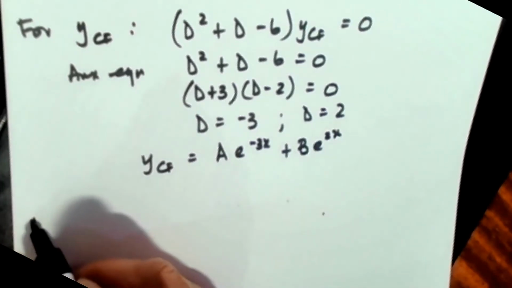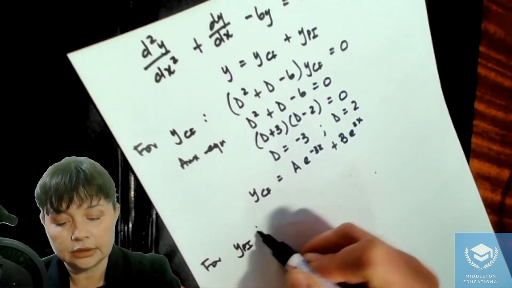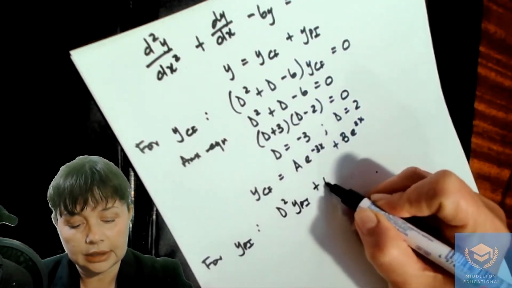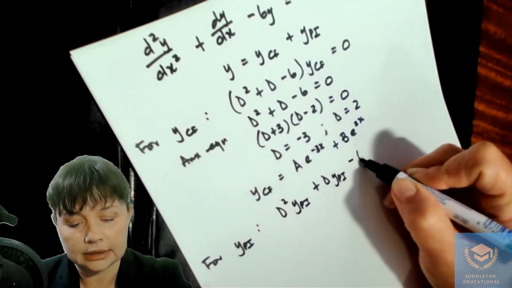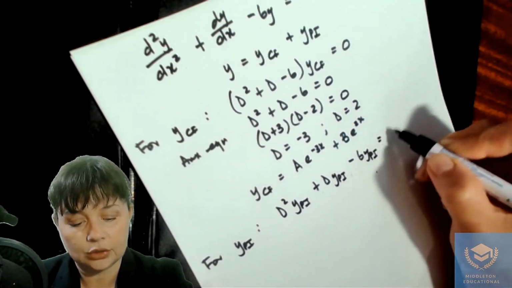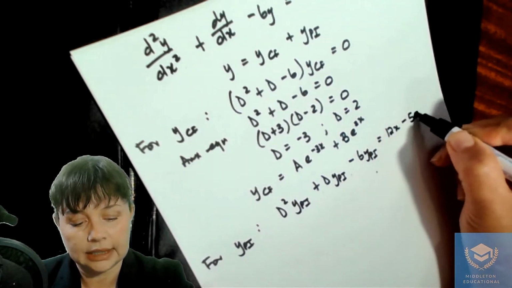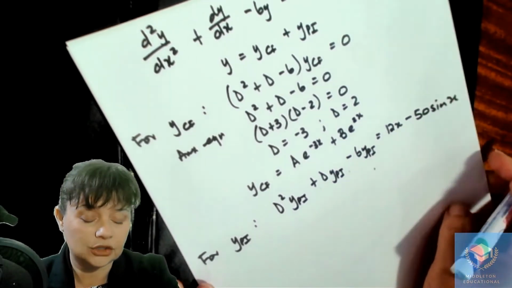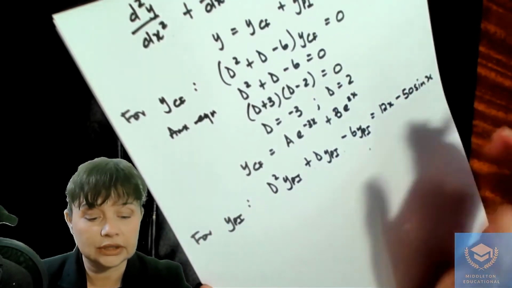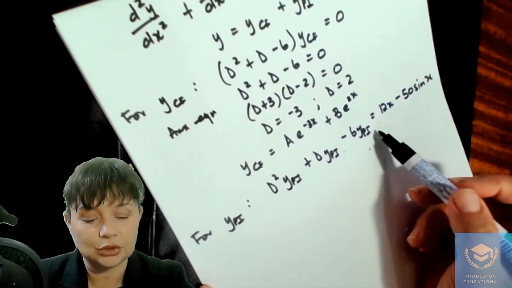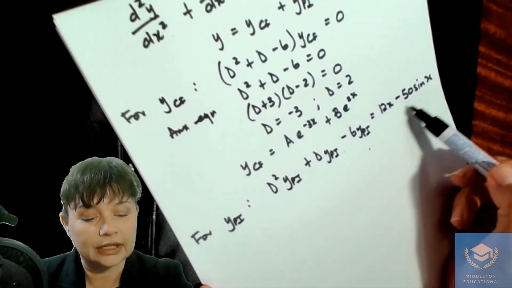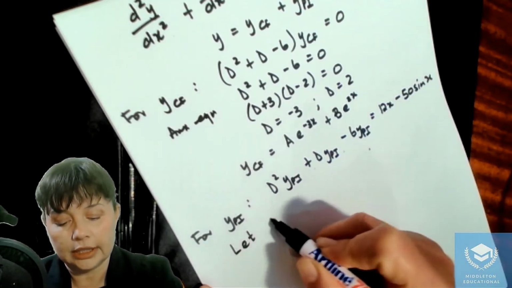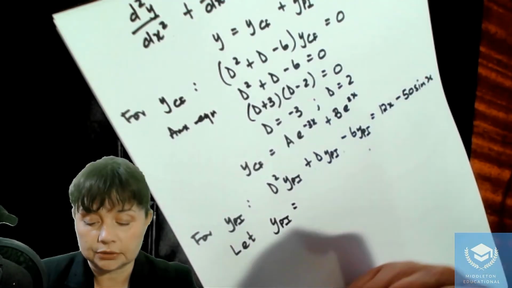Then for our particular integral, we know D squared y_pi plus D y_pi minus 6 y_pi has to equal 12x minus 50 sine x, right? And we need to choose a trial function so that if we find our first derivative and our second derivative and substitute in, the equation has to simplify to 12x minus 50 sine x. So let's choose a particular integral.